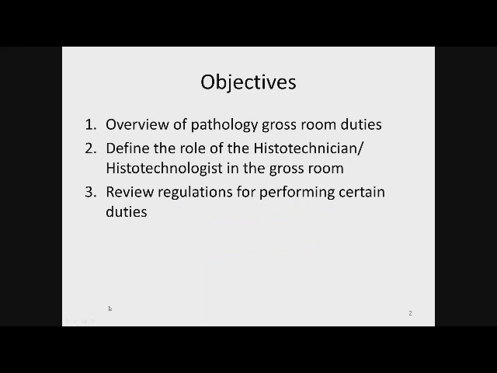The objectives of the webinar are to first overview the pathology grossroom duties, both in the histotechnician, the PA, and the pathologist role. Define the role of the histotechnician, histotechnologist in the grossroom, and then also to review some of the regulations that apply to performing duties in the grossroom.